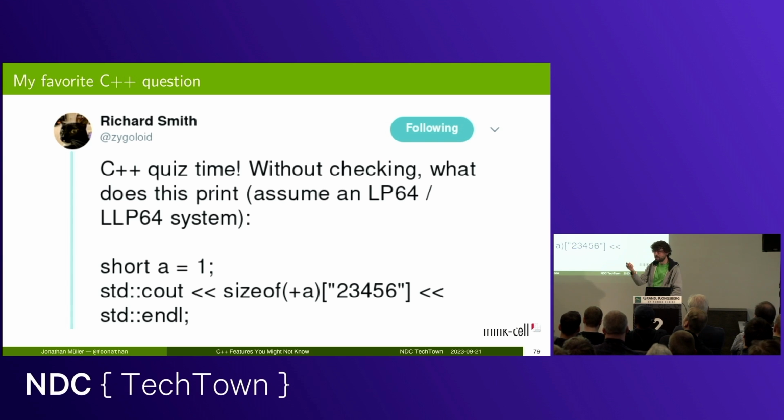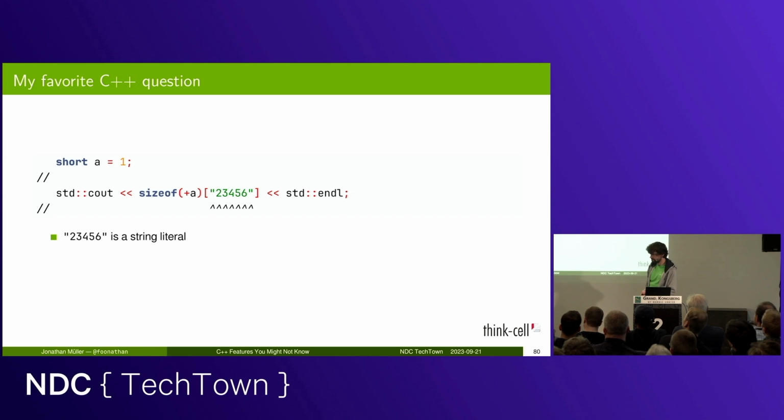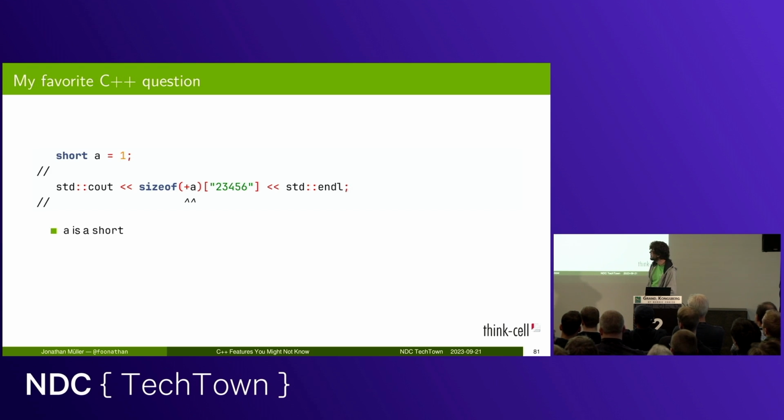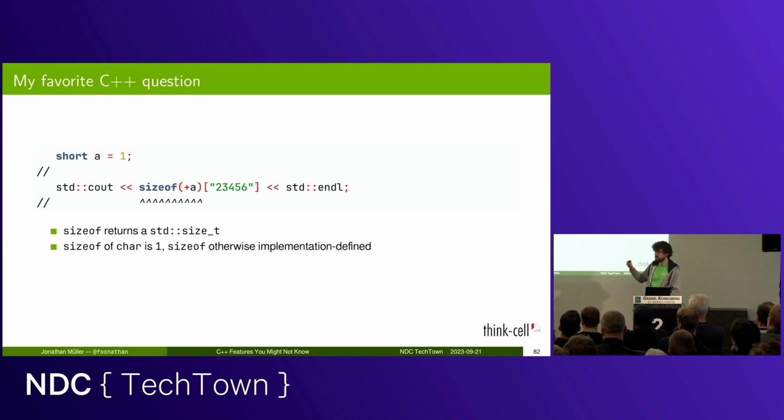Okay, I've heard somebody is ready, so let's go through it. So we've got a string literal. String literals have type const array of char. A is a short. Unary plus does integer promotion, remember? So the result is going to be an int. Sizeof returns a size_t. The standard doesn't give a lot of guarantees. It says the size of char is 1, regardless of the actual bit width of char. Otherwise, it's implementation defined. However, Richard told us we are on LP64, and there sizeof int is equal to 4.